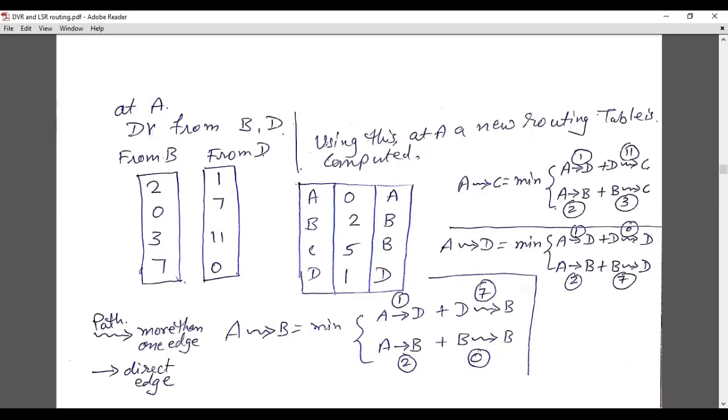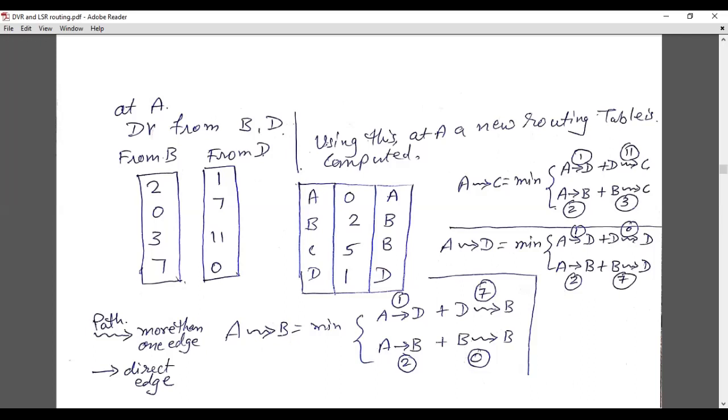So for the A to C path, if you see the diagram, there is a path from A to D, right? A to D and D to C, so that is 1 plus 11. And then there is a path from A to B and B to C, which is 2 plus 3. So what is the minimum of this? 2 plus 3 is 5, and 1 plus 11 is 12. So the minimum is 5. So that's why in the third row we have written C, 5, and the next stop is B, right? So 2 plus 3.